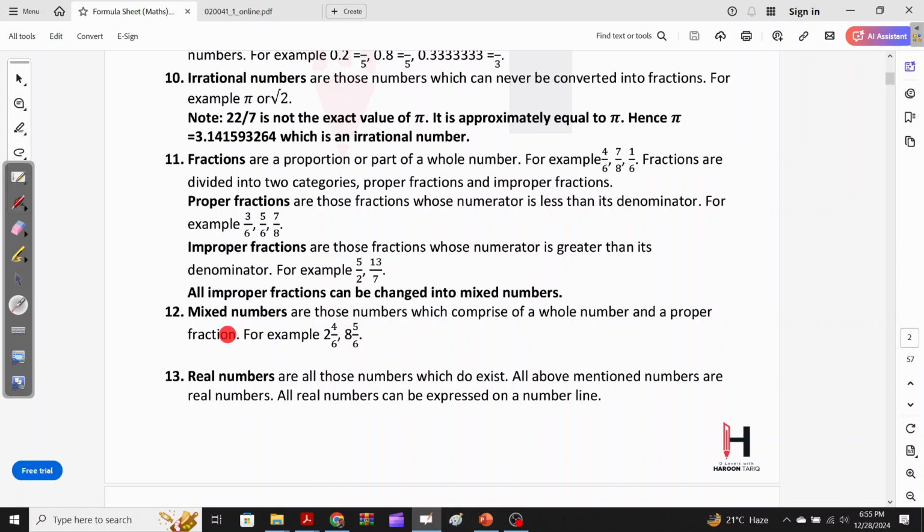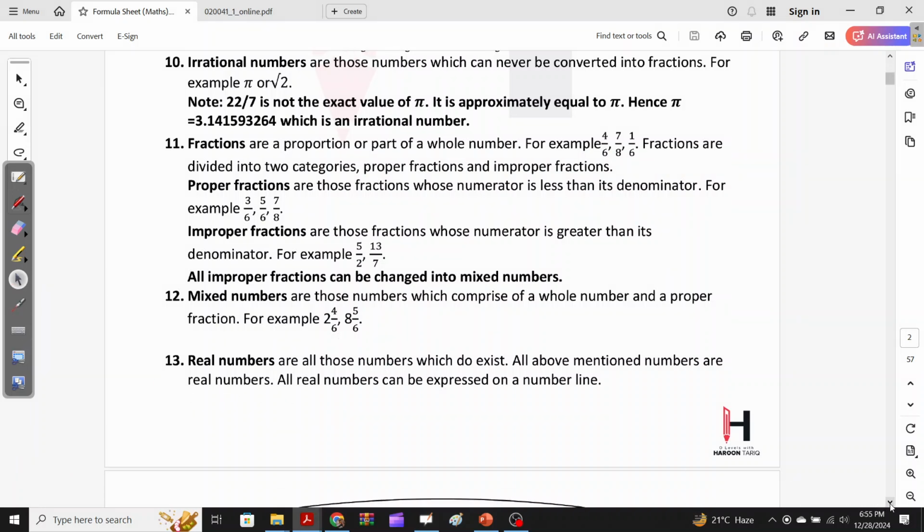A mixed number is basically a number that comprises a whole number and a proper fraction. For example, 2 4/6 could be treated as a mixed number. What about this 8 5/6? If you have found it written somewhere, you can treat it as a mixed number.